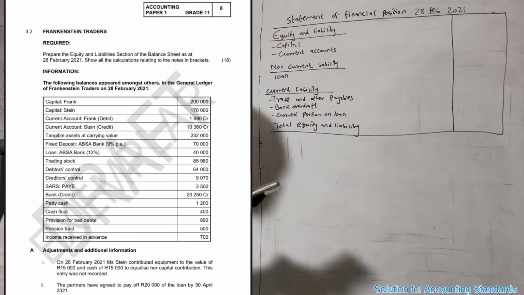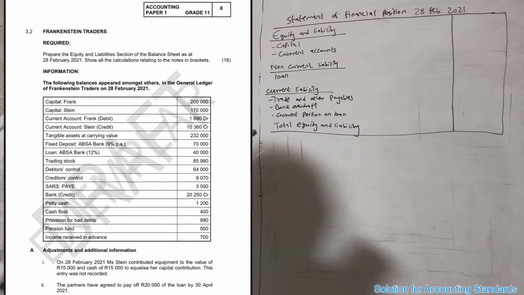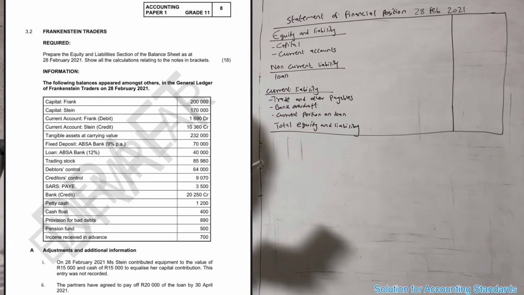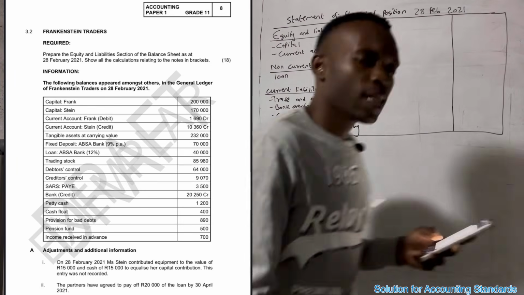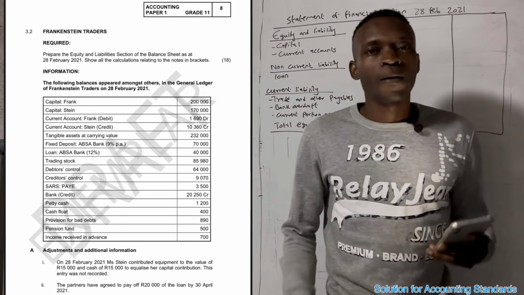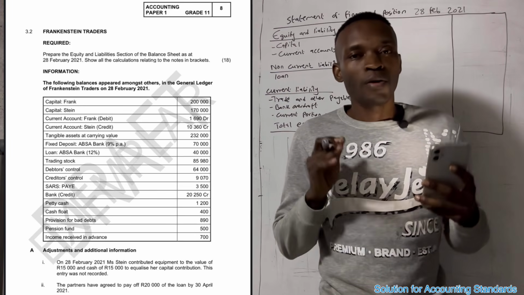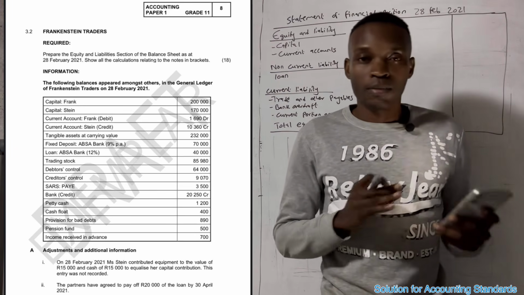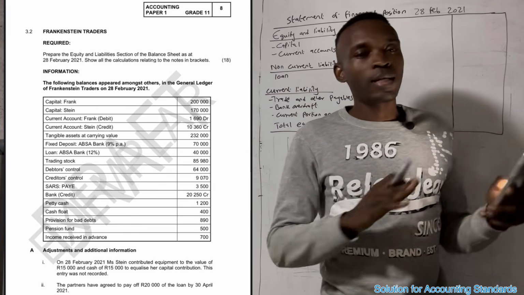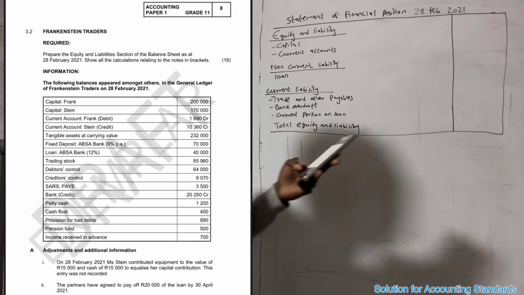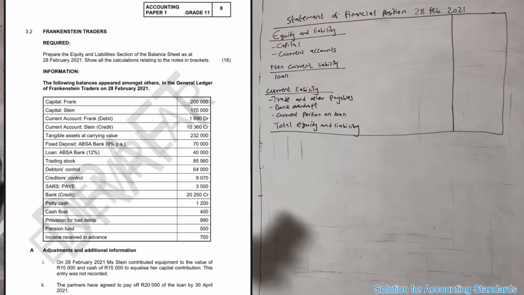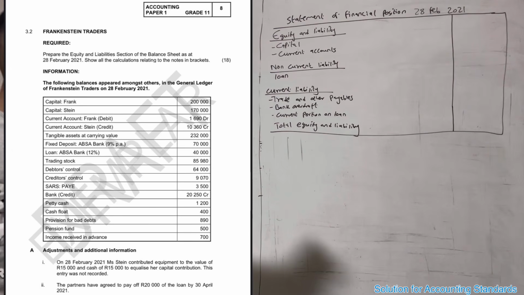Adjustment number 1: on 28 February 2021, Mrs. Stein contributed equipment to the value of 15,000 and cash of 15,000 to equalize her capital contribution. In other words, guys, she contributed 30,000 capital. Why? Because whatever you contribute for the purpose of starting a business is called capital. Whether it's equipment, a vehicle, or land, it's capital. So 15 plus 15 is 30,000. Number 2: the partners have agreed to pay off 20,000 of the loan by 30 April 2021.